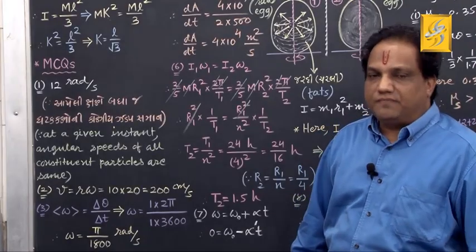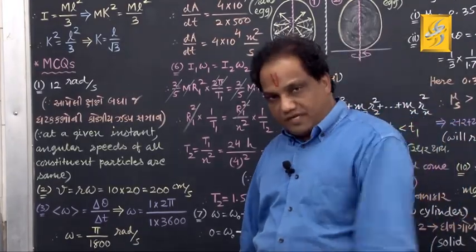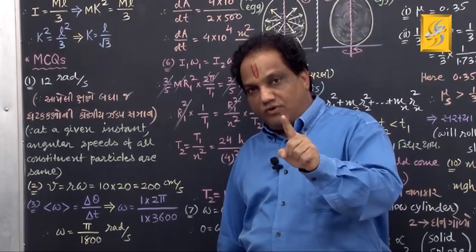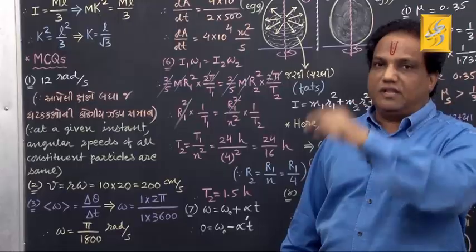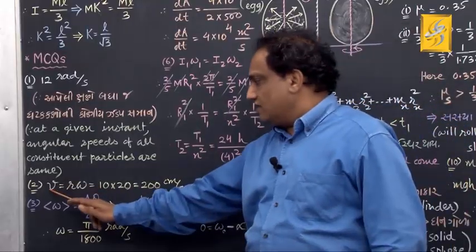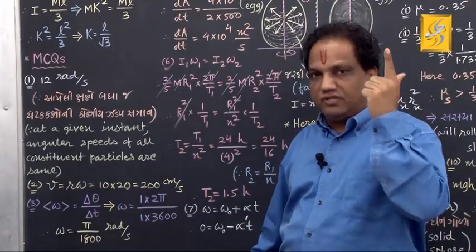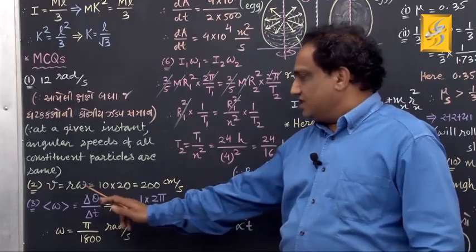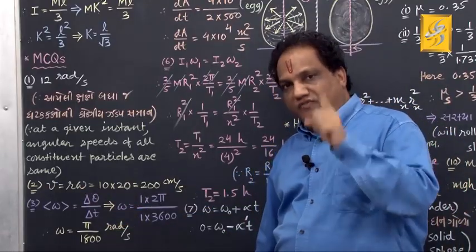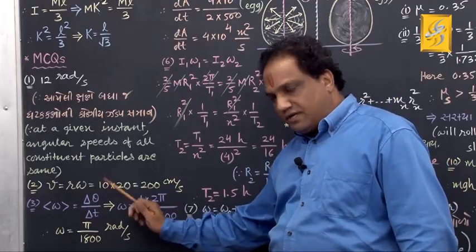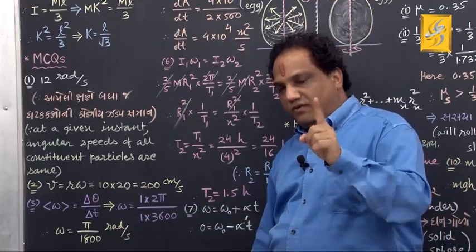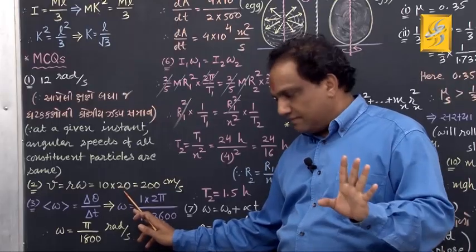Come on, tell me. They have asked about linear speed. Have you remembered we had derived the scalar relationship between vector v and vector omega, and that scalar relationship was v equals r omega. What is r? Perpendicular distance of a given particle from the axis of rotation. At present it is 10 centimeter. What about omega? They have given 20 radian per second.